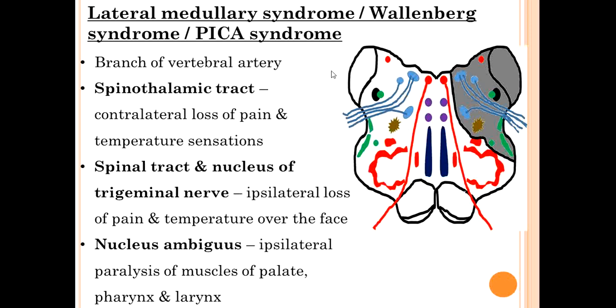Now, applied anatomy. So there is something known as lateral medullary syndrome. So here one of the branches of vertebral artery is getting affected, so this area is not getting the blood supply. So what tracts are affected? One is spinothalamic tract, resulting in contralateral loss of pain and temperature sensation. Then there will be spinal tract of trigeminal nerve and the nucleus, so there will be ipsilateral loss of pain and temperature over the face. Then here, as I told you, nucleus ambiguus, so due to that, there will be ipsilateral paralysis of muscles of palate, pharynx, and larynx.